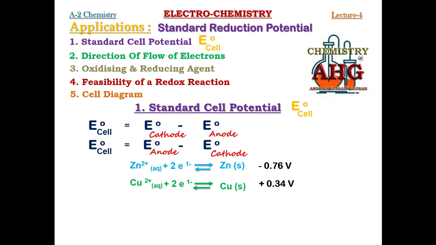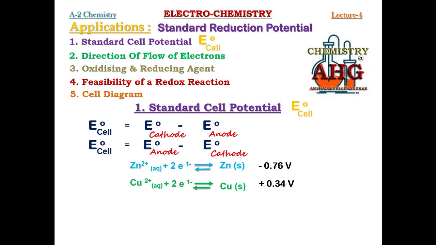Now I am telling you the first thing. The first formula is used to calculate standard cell potential for the electrochemical cell, the voltaic cell. Why? Electrochemical cells are those cells which produce voltage. Electrolytic cells consume voltage. Whenever a cell produces voltage, the standard cell potential would be positive. And if a cell is consuming voltage, the standard cell potential value would be negative. Let's see if we insert the values.